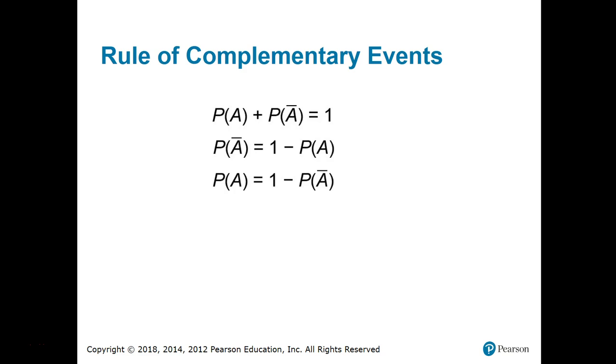Ooh. Now, that is a very useful equation. So I suggest you write this one up. P of A is equal to 1 minus P of A bar. Because this is something that we would use a lot. And I'll give you a quick example.